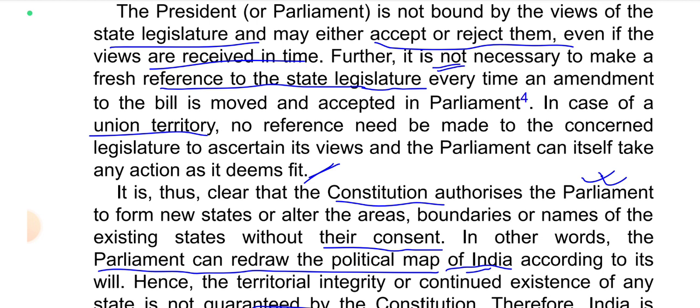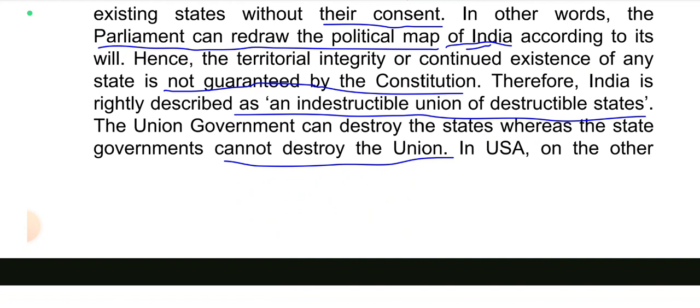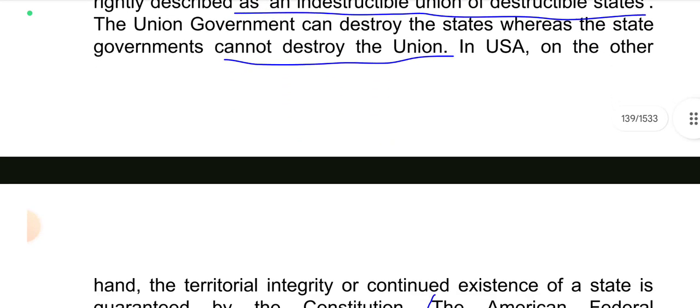It is thus clear that the Constitution authorizes the Parliament to form new states or alter the areas, boundaries, or names of the existing states without their consent. In other words, the Parliament can redraw the political map of India according to its will. Hence, the territorial integrity or continued existence of any state is not guaranteed by the Constitution. Therefore, India is rightly described as an indestructible union of destructible states. The union government can destroy the states, whereas the state governments cannot destroy the union.